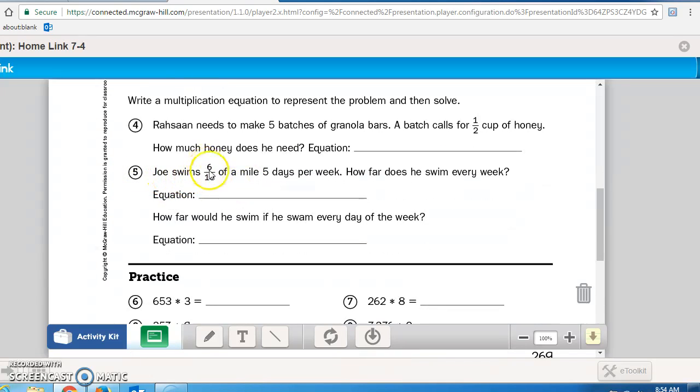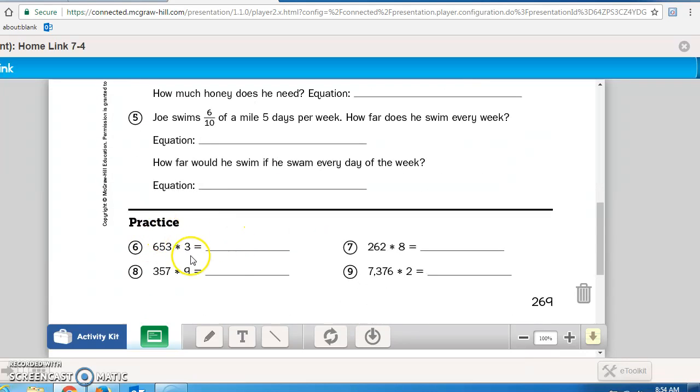5. Joe swims 6/10 of a mile 5 days per week. How far does he swim every week? Well, you need to multiply again, write your equation, and answer it. How far would he swim if he swam every day of the week, which instead of 5 would make it 7? And finally, the practice, you're doing multiplication.